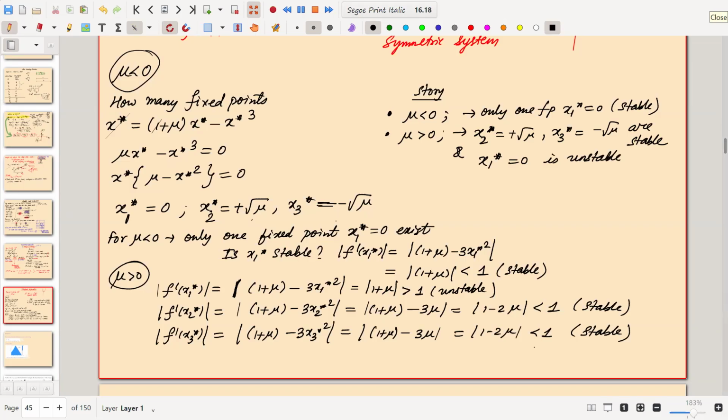Can you see something happening here? No, because there is a square. There is a square, so plus root mu or minus root mu doesn't matter. You will get the same quantity when you square, right? So can you see something is happening here? What is happening here?